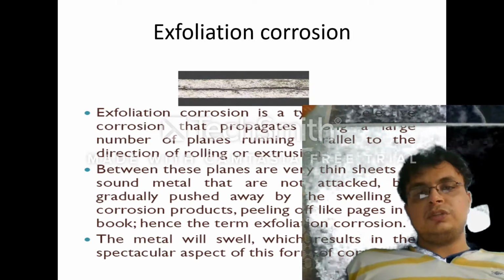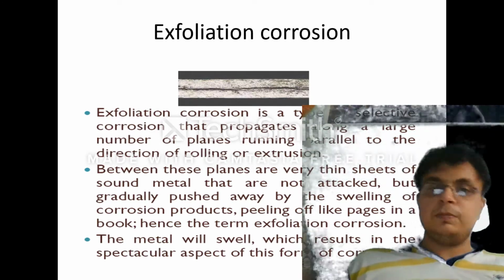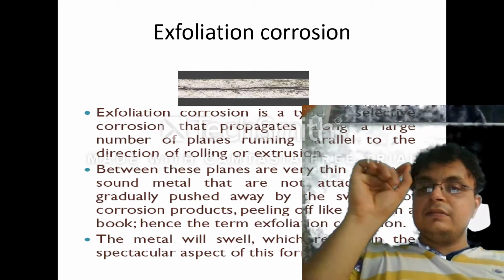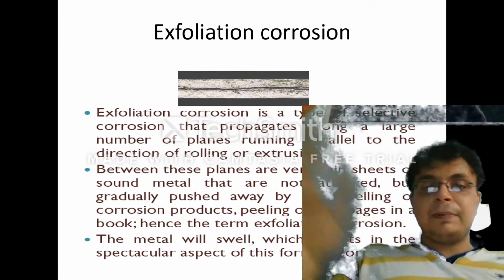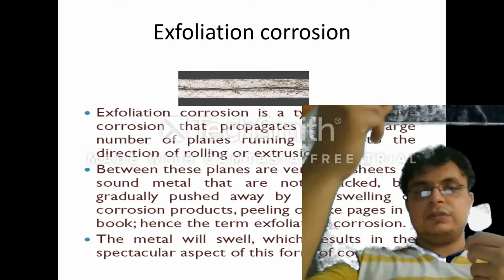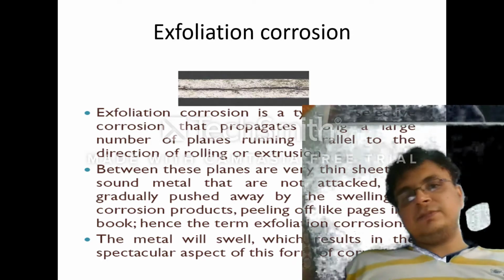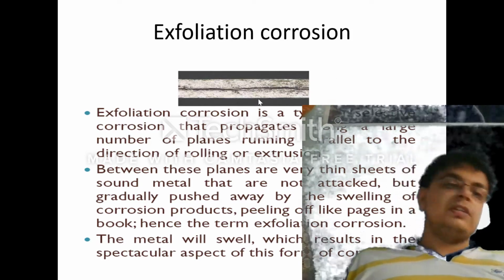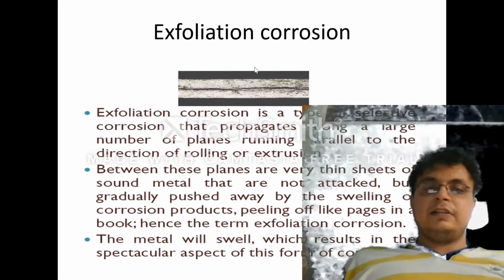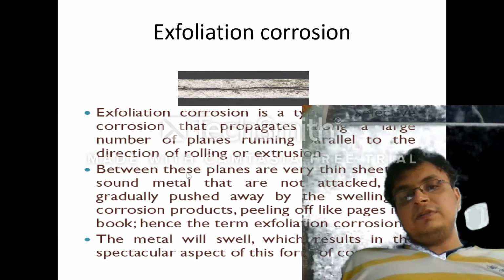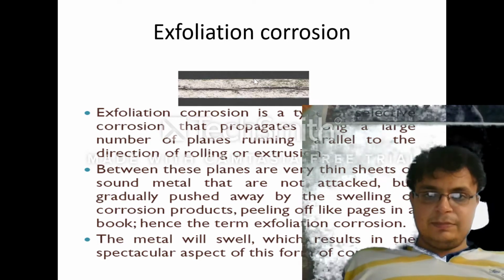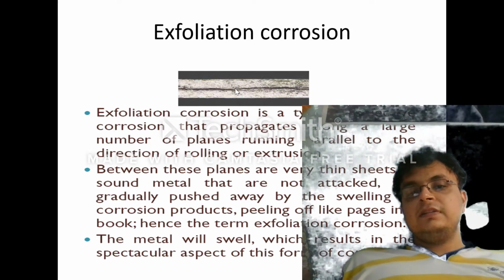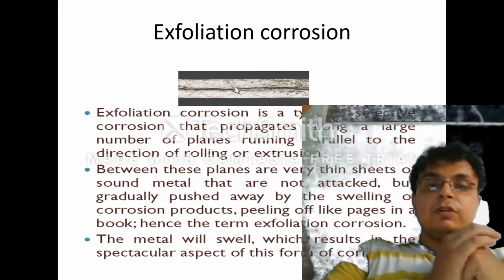Next is exfoliation corrosion. Here we can see the picture of exfoliation corrosion. It means a number of planes are formed that run parallel to the direction of rolling or extrusion. When the corrosion is parallel to the line of rolling or extrusion, we say exfoliation corrosion has taken place. Here, between two planes, there are small thin sheets of sound metal that are not attacked but gradually pushed away because of the swelling.